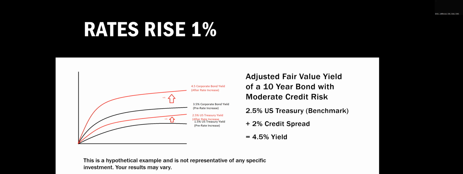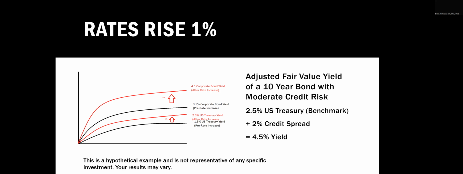Well, now what happens if the benchmark rate increases 1% from 1.5 to 2.5? That is now the bottom red line there. Adding that same 2% credit risk premium on top, a bond in a post-rising rate environment, based on fair market value, maturing 10 years from now with a 2% credit spread, would be yielding 4.5%.